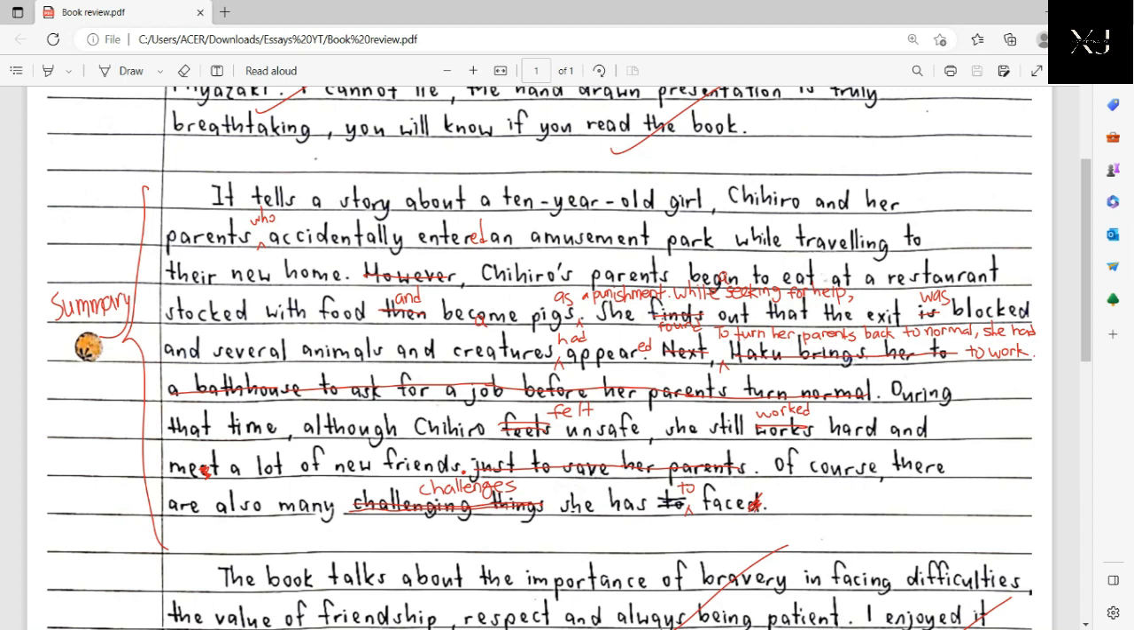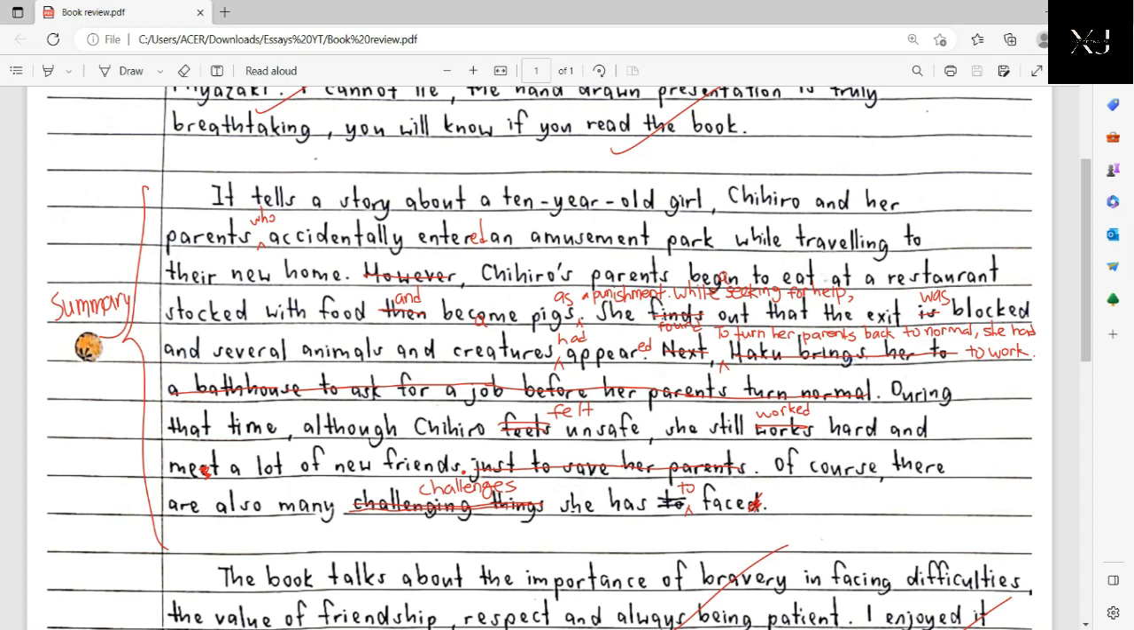It's like a continuation. So we just continue by saying that Chihiro's parents began to eat, you see, past tense, at a restaurant stocked with food and became pigs. Okay, see, past tense. Don't say then became pigs. It sounds like the sentence is not very smooth, you know. And then why did they become pigs? We need to give like a tiny short explanation as a punishment, because they actually ate the offering, right, in the movie.